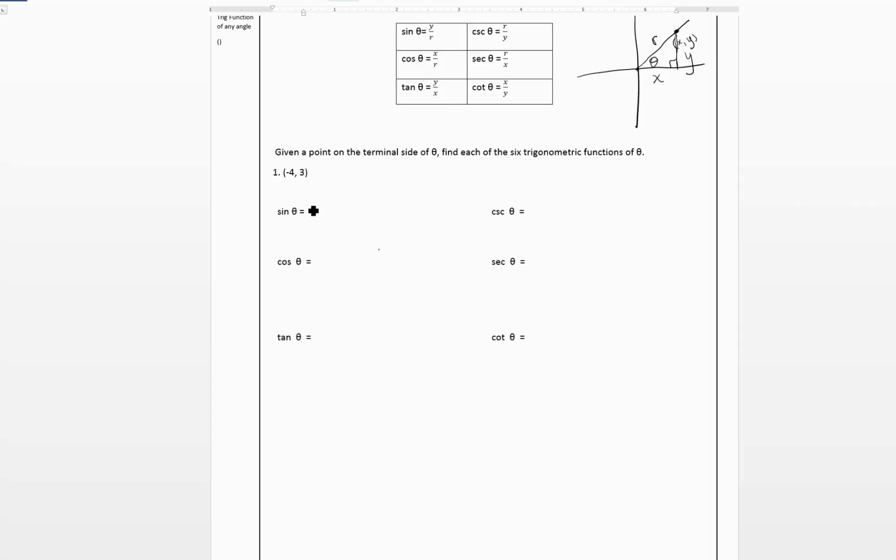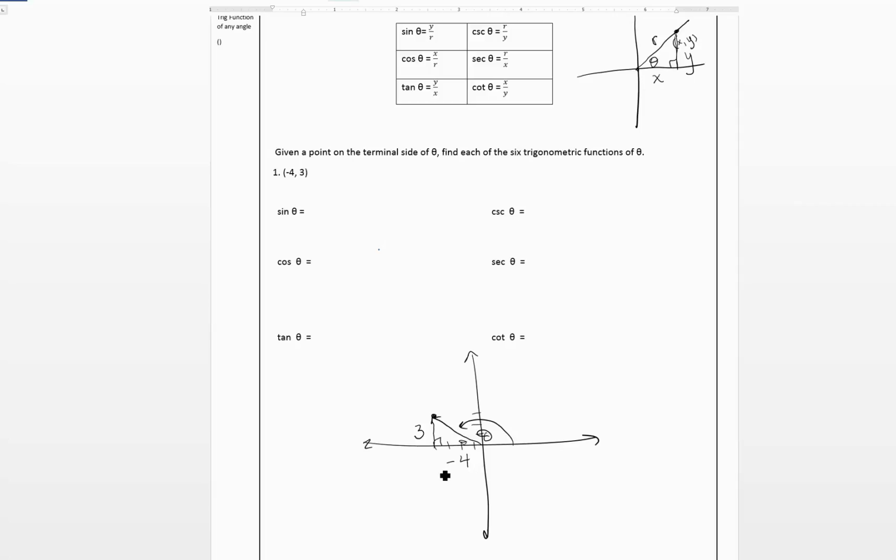It says, given a point on the terminal side of theta, find each of the 6 trig functions of theta. So I'm going to draw an x and a y axis, and we want the point -4, 3. So that's the point right here. So this is our theta, all the way around here. But we can actually look at this triangle right here and use this angle for what we're trying to find. So we're going to use this as a -4, and the y is a +3.